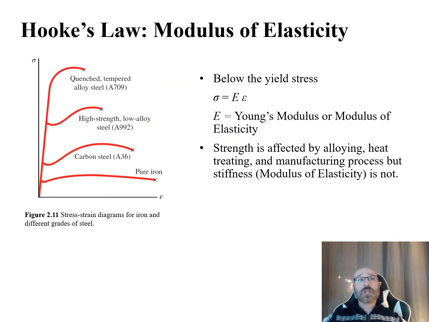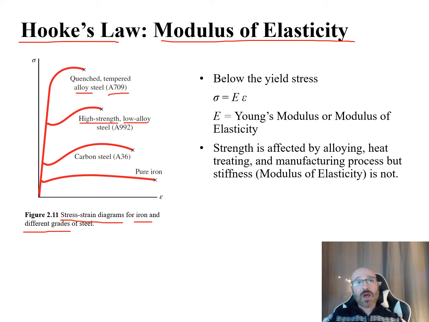So this brings us now into Hooke's law, the modulus of elasticity. Over here on figure 2.11 we have stress strain diagrams for iron and different grades of steel. You can see up at the top we have one that goes all the way up, a high stress. This is our quenched tempered alloy steel, A709. Then down here, high strength low alloy steel. You can see a little bit different curve going on, a little bit more ductile type of material.